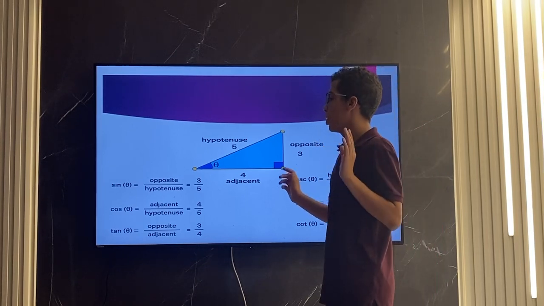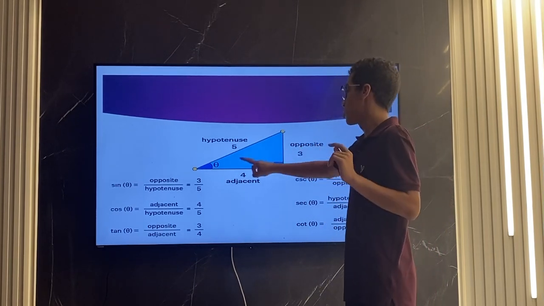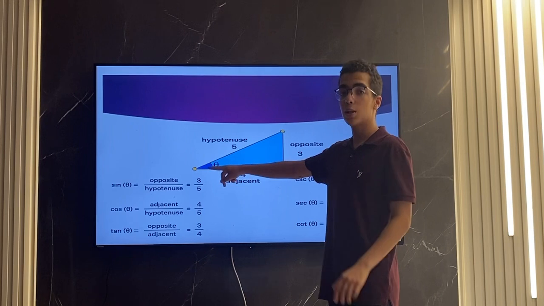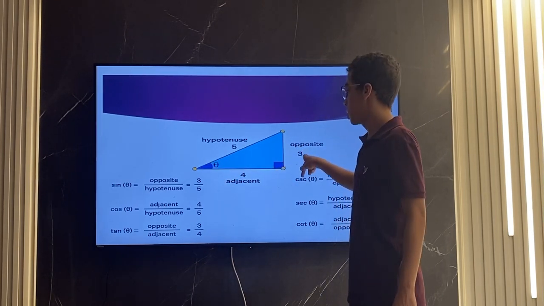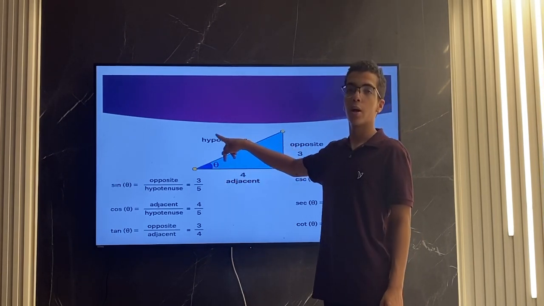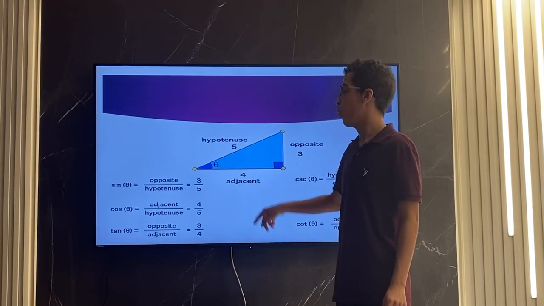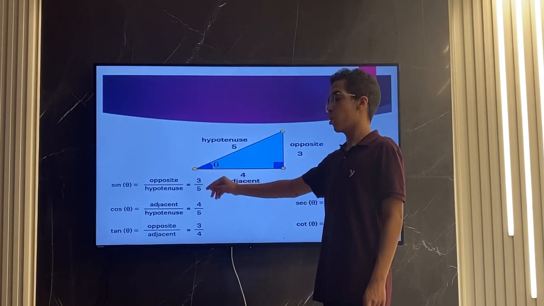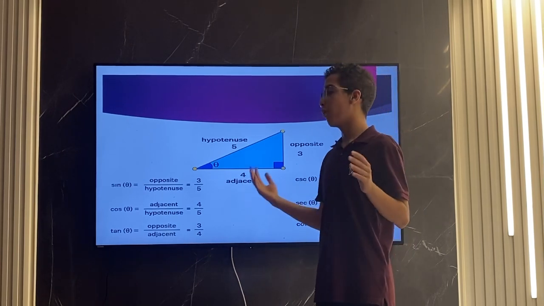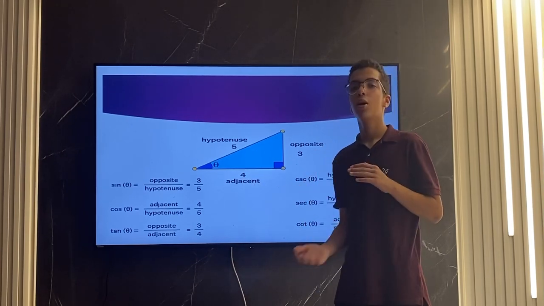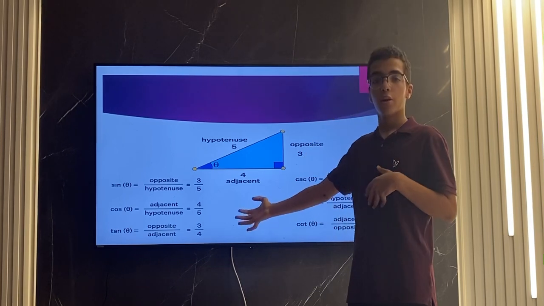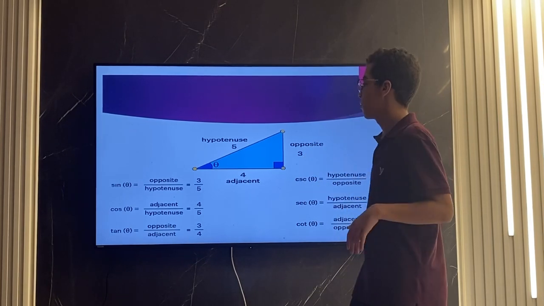So here, let's solve. We need to identify each side first. The side opposite to theta is 3, the side opposite to the right angle, which is the hypotenuse, is 5, and the other side is 4. So sine equals opposite over hypotenuse, which in this case is 3 over 5, and cosine will be 4 over 5. Tan will be equal to 3 over 4, and these are the reciprocals of each of these.